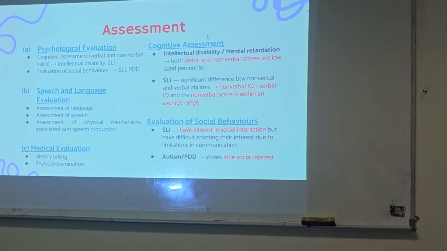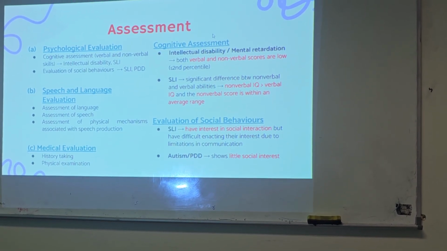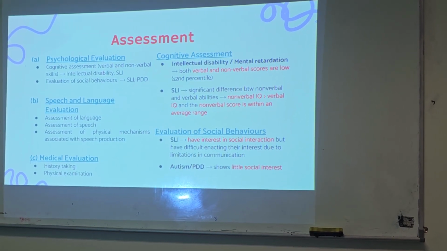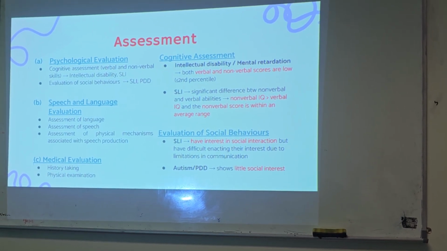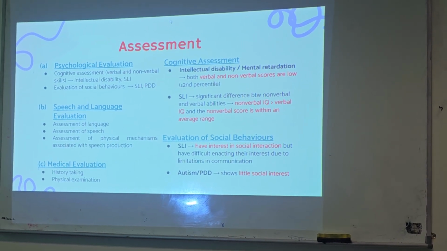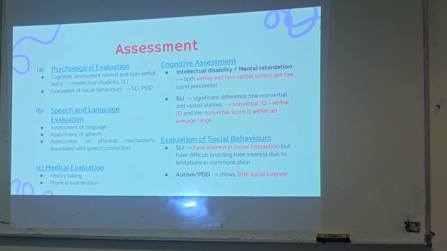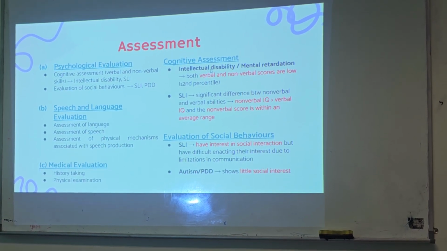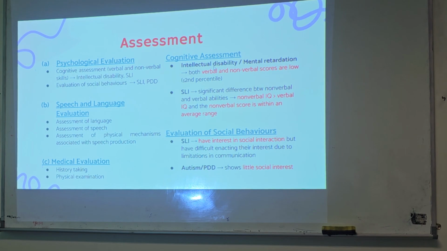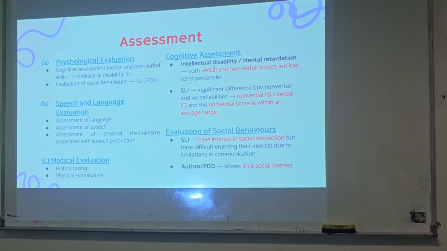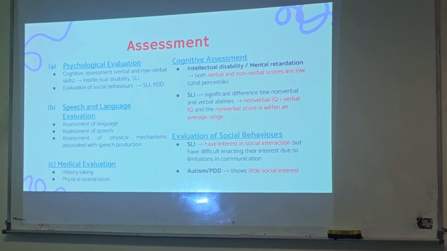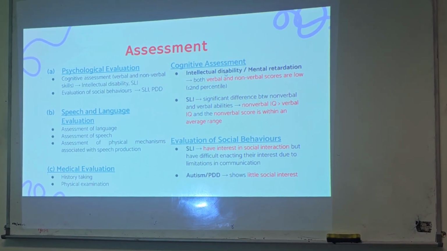So coming to the most important part: how do you assess a child that comes in with speech and language delay? It can be divided into 3 different evaluations. The first thing you want to do is a psychological evaluation, which includes cognitive assessment and evaluation of social behavior. Let's look at the cognitive assessment. It's very important to perform this because you want to differentiate whether it's a primary cause, known as specific language impairment, or due to intellectual disability or mental retardation.